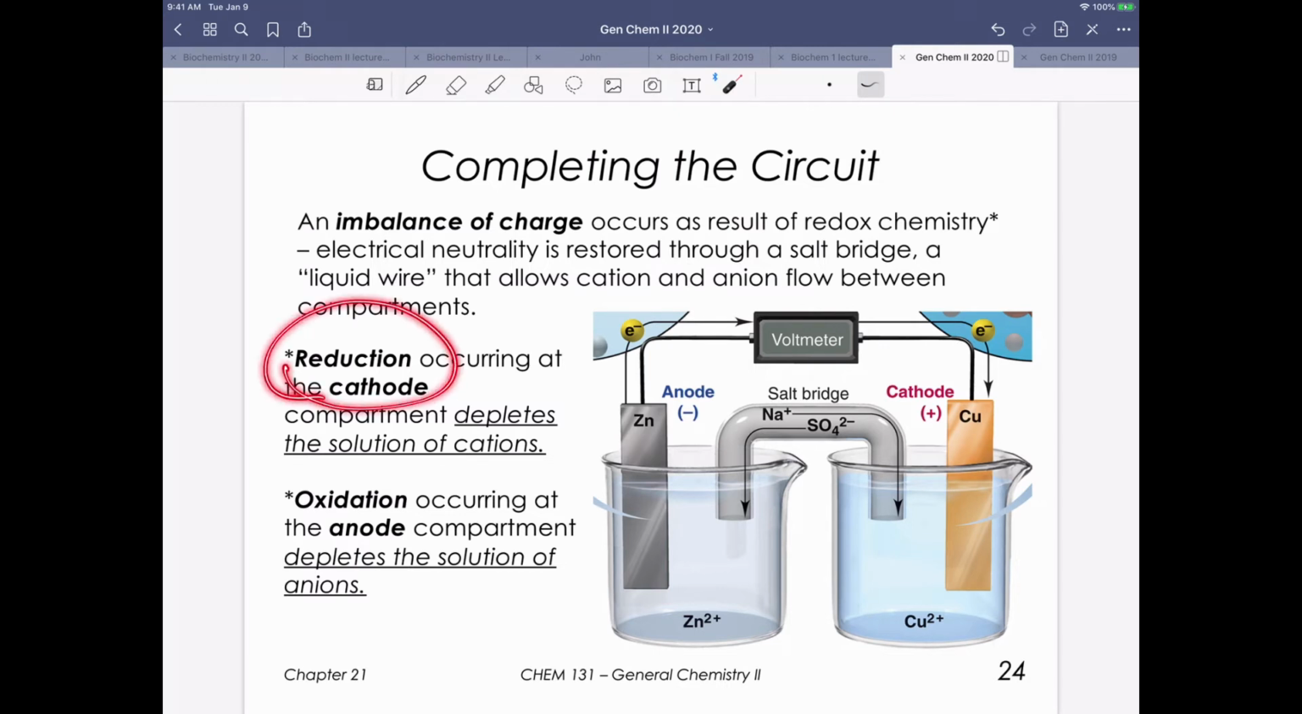So again, reduction is occurring at the cathode. We're going to be depleting cations from solution, so we need to replace them. Oxidation, right, is going to be occurring at the anode. In that case, we were actually going to be adding cations to solution here, and so we're going to balance that charge by having sulfate actually come over here. And so again, that movement of those anions and cations is always going to be in the same direction. We're always going to have anions go to the anode, cations go to the cathode. If that's something that you just want to memorize, that's fine, but you should be able to do a logic check and see that that makes sense.